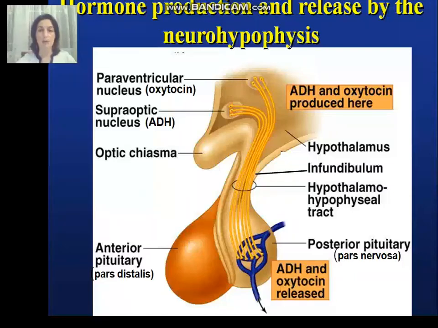ADH influences the kidney tubules to increase absorption of water, and it prevents loss of water from the body. It also leads to vasoconstriction, increasing arterial pressure. Oxytocin influences the uterus and stimulates contraction of the smooth muscles in the wall of the uterus, the myometrium, which is very important during parturition. Oxytocin also stimulates the release of milk from the mammary gland.